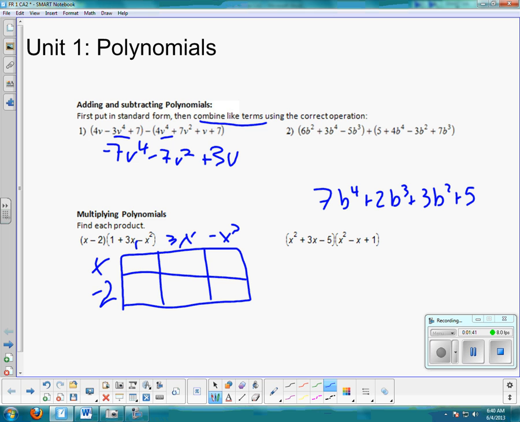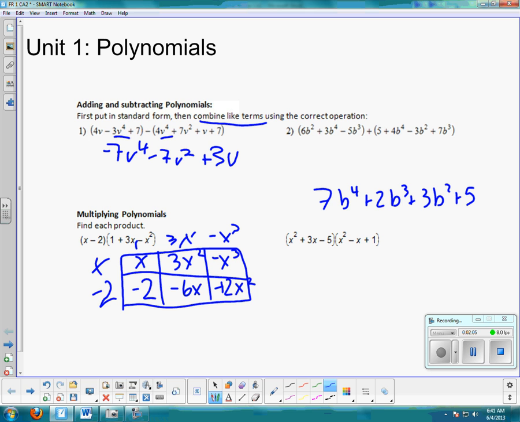All right, and so when I multiply these, 1 times x is x, 3x times x is 3x squared. Negative x times x is negative x cubed. Negative 2 times 1 is negative 2. Negative 2 times 3x is negative 6x. And negative 2 times negative x squared is negative 2x. I'm sorry, positive 2. Negative times a negative.